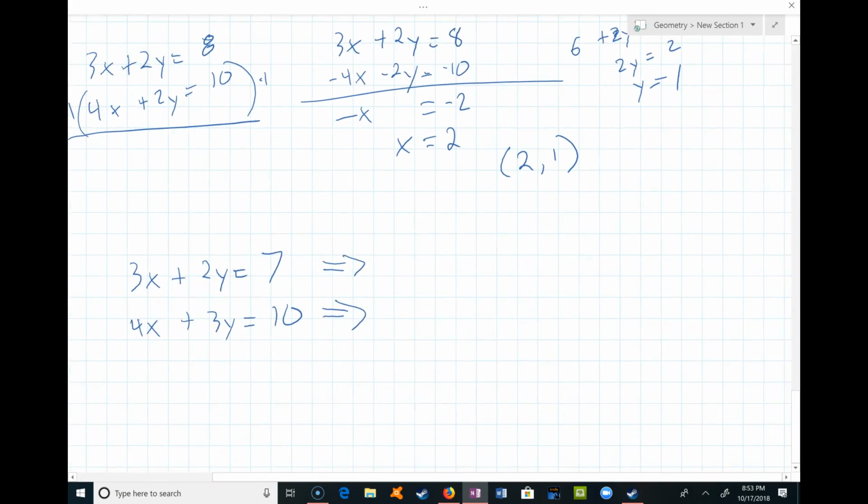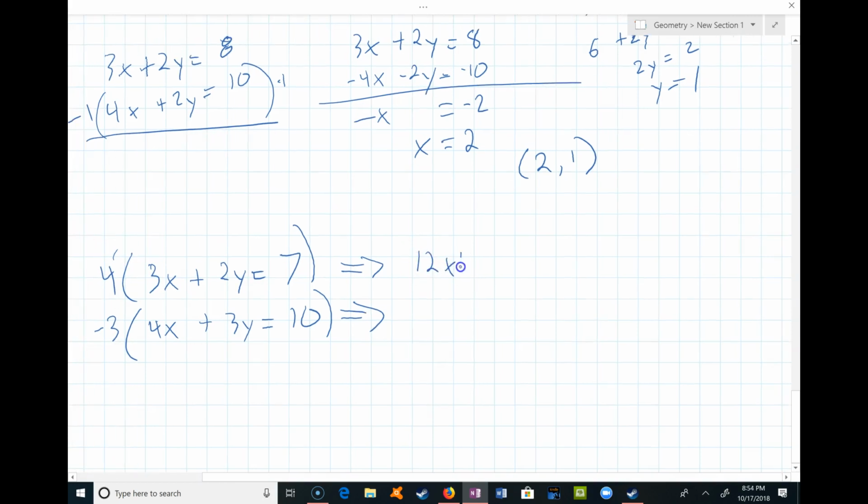So what I'm trying to do is get them to match up or to be the opposite of each other. So for example, I'm looking at 3 and 4. What if I multiply this one by 4 and multiply this one by negative 3? See what happens. So 4 times 3 is 12x.